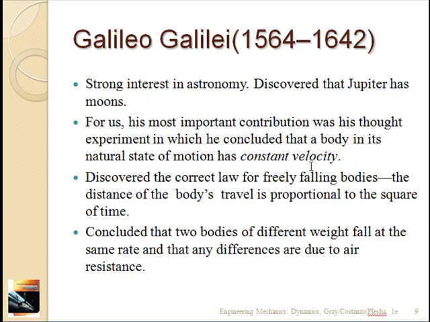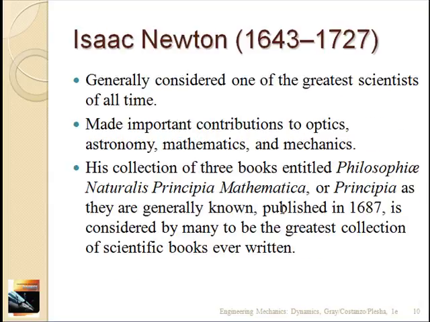All right, so next was Galileo. Again, strong interest in astronomy. He concluded that a body in its natural state of motion has constant velocity, that the correct law for freely falling bodies is that the distance traveled is proportional to the square of time, and that two bodies of different weight fall at the same rate. So he got that one right. Here we are in around 1600, so it took quite a while to sort that out.